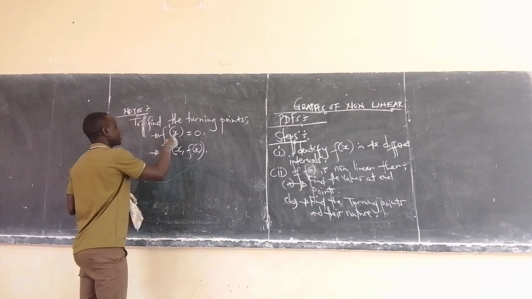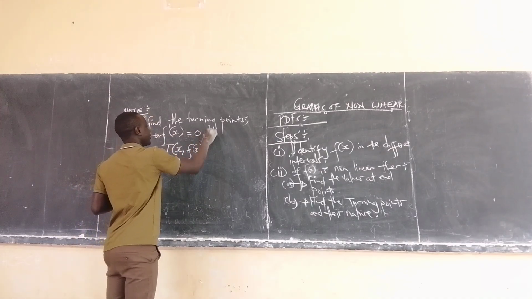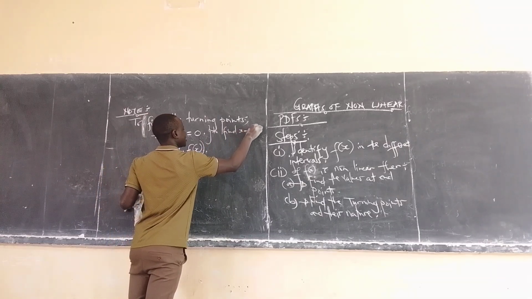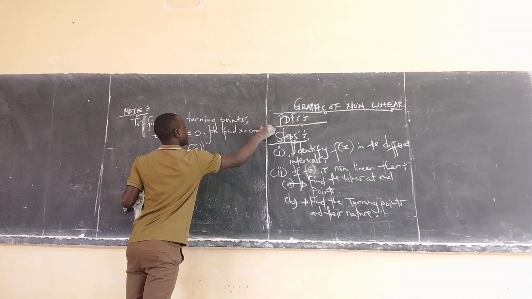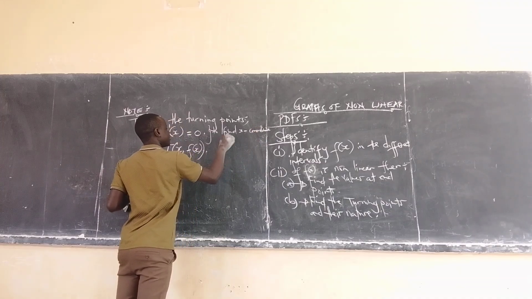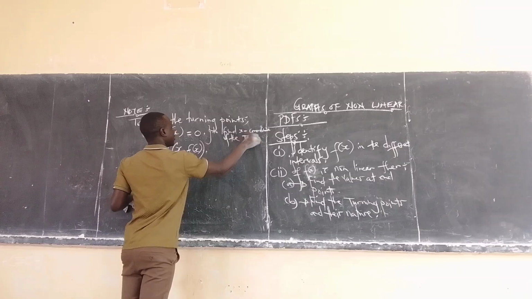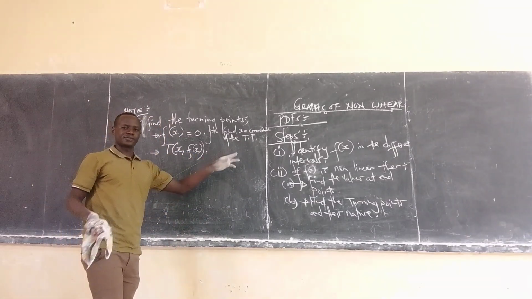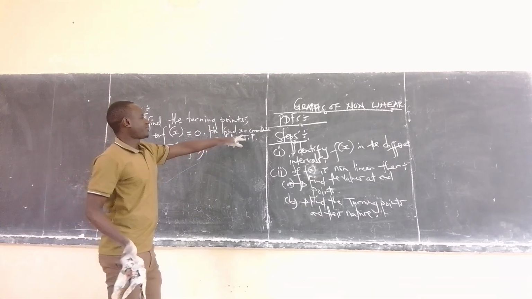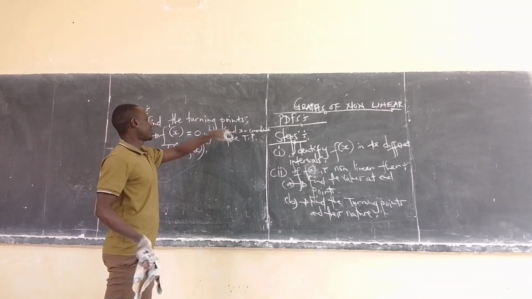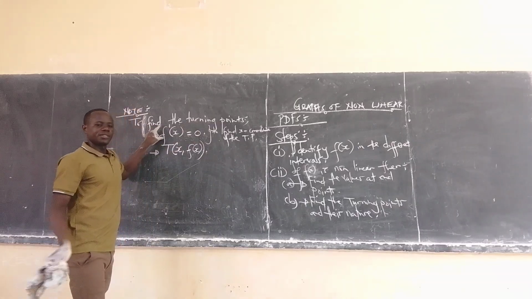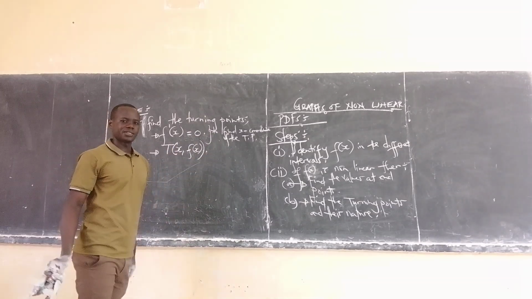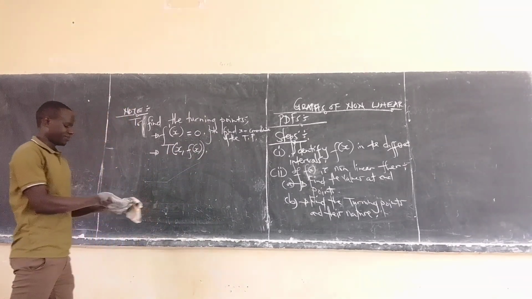Why equate the first derivative to 0? This is to find the x-coordinate of the turning point. So when you equate the first derivative to 0, you get the x-coordinate of the turning point. After getting the x-coordinate of the turning point in step 1, substitute that x-coordinate in f of x and you get the y-coordinate of the turning point.